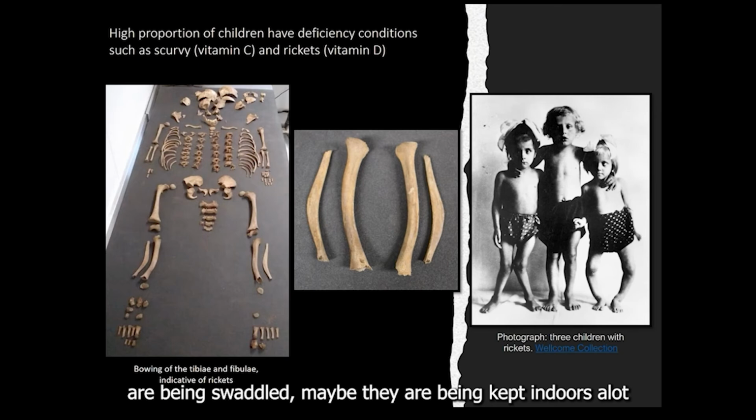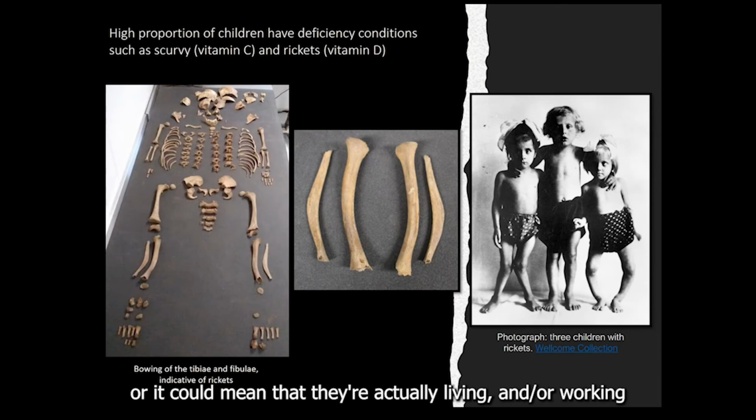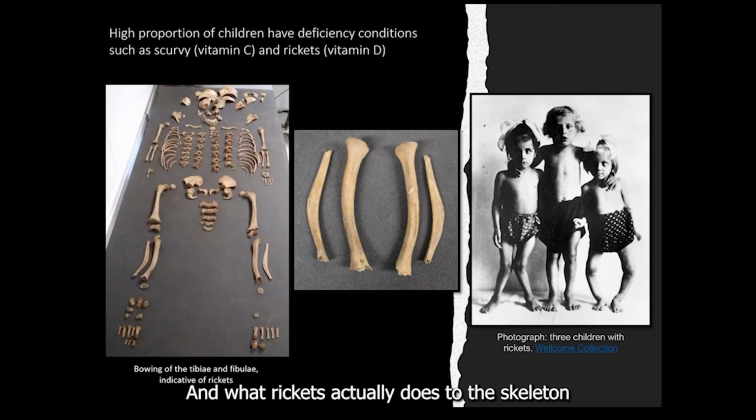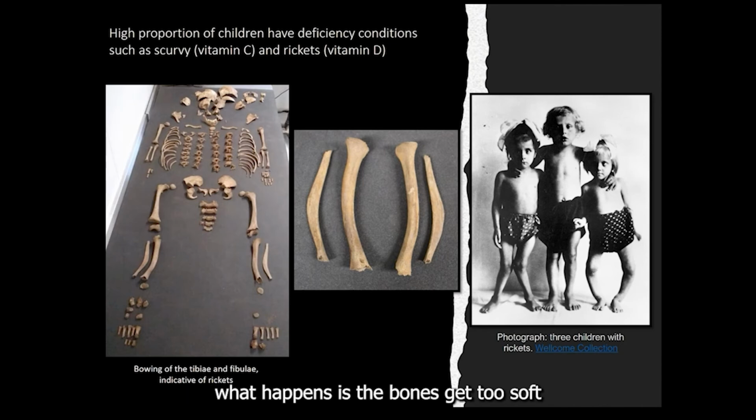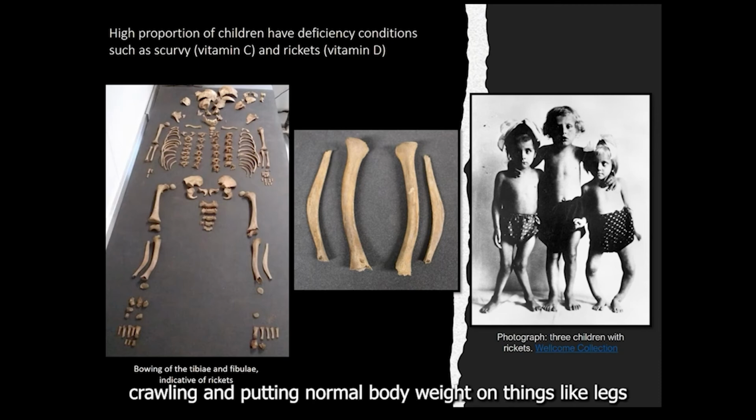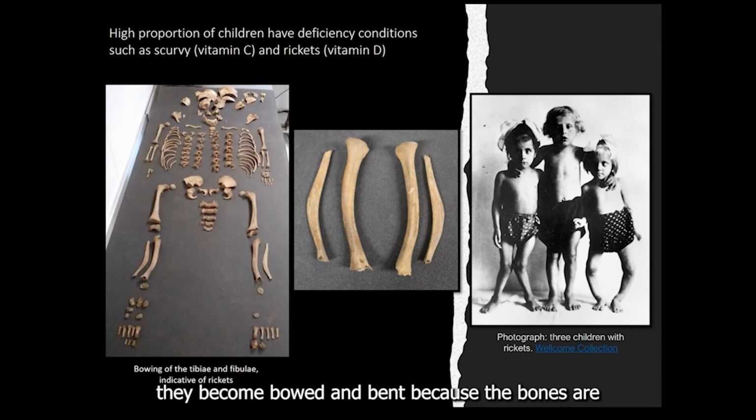So it could be that maybe very young babies are being swaddled. Maybe they are being kept indoors a lot. Maybe they're wearing a lot of clothes. That means that they're not getting that sunlight exposure on their skin. Or it could mean that they're actually living and or working in conditions that are very dark. And what rickets actually does to the skeleton is, because vitamin D is very important in people who are growing and making your bones nice and strong, the bones get too soft. And then everyday actions like walking around, or even crawling in very young babies, putting normal body weight on things like legs, which you can see here, they become bowed and bent because the bones are literally bending under the pressure of the weight of that child's body.